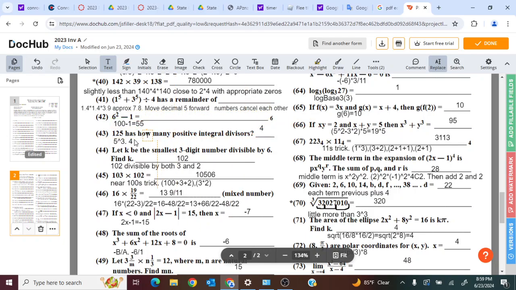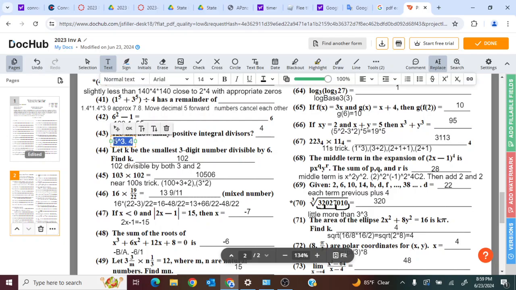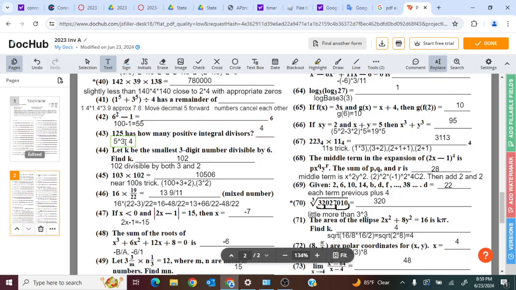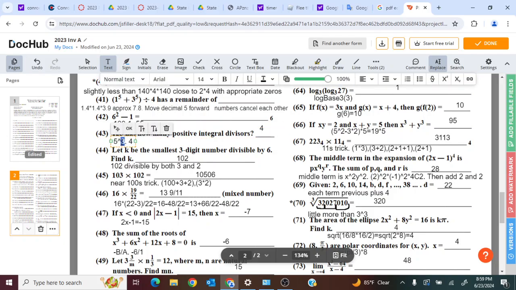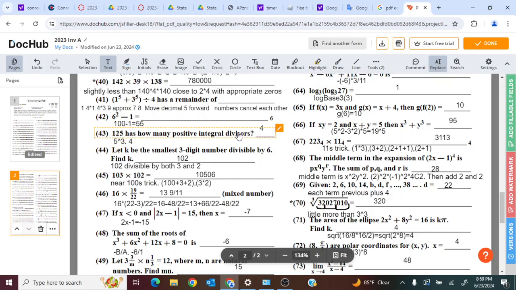125 has how many positive integral divisors? We do the same thing. Find each prime, power it to each exponent, and then multiply those exponents plus 1 all together. Well, you just have 3 plus 1, which is 4 for this. So 4. Specifically, the numbers are 1, 5, 25, and 125.